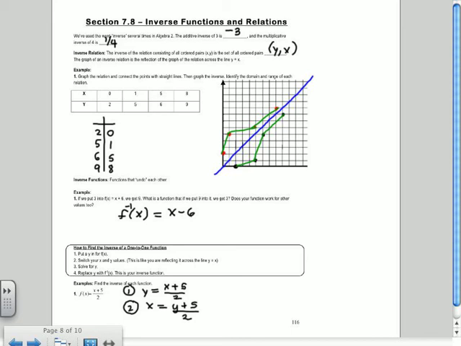Okay, now I need to solve for the y value. So I'm going to have to multiply by 2 first, and then I'm going to subtract the 5. So let me write step 3. I have 2x equals y plus 5. So 2x minus 5 equals y. That's step 4: once you solve for y, we replace it with f inverse of x. So it looks like f to the negative 1, read f inverse of x. So it's equal to 2x minus 5. That's your inverse function.